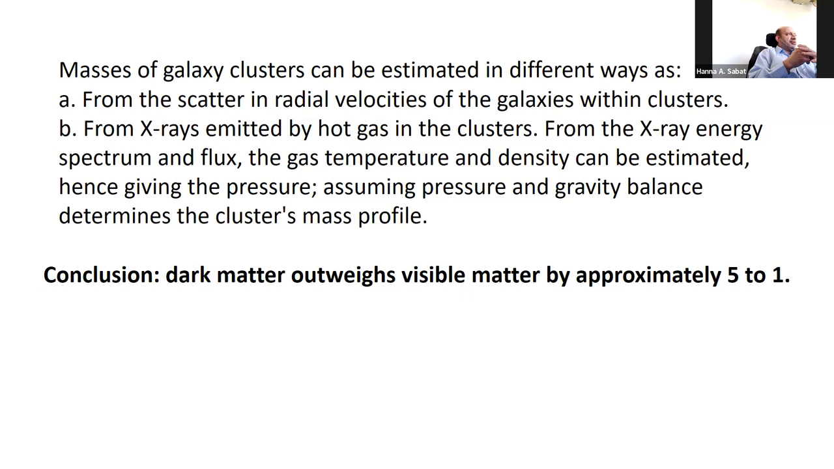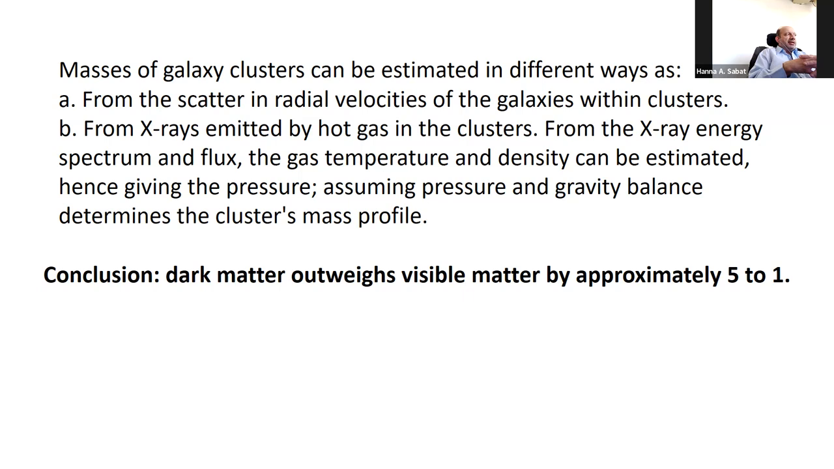Another method that was used later, particularly when X-ray astronomy came into existence, especially after the advent of the space age, after 1957, when astronomers started launching X-ray satellites in orbit. So X-ray astronomy advanced very rapidly. While studying X-rays emitted by hot gas from the clusters, we may use the X-ray spectrum and their flux in order to estimate the temperature and density. Hence, we get the pressure. And assuming that the pressure within this cluster and the gravity balance, we may determine the mass profile of this galaxy cluster. And this is another way of estimating the mass of the cluster.